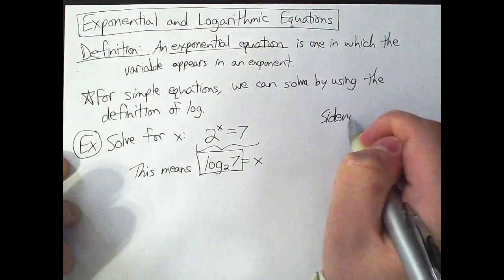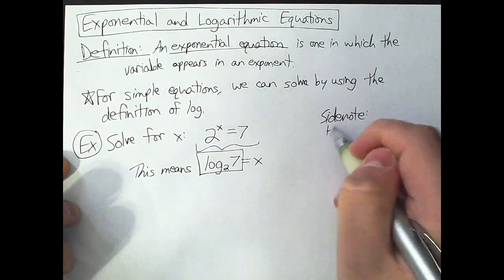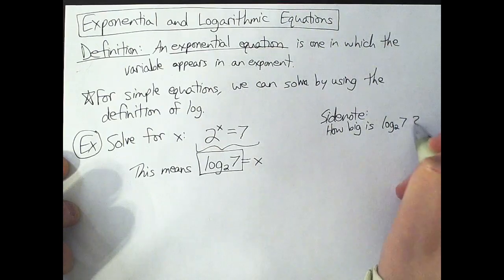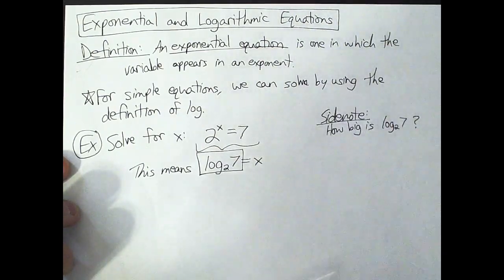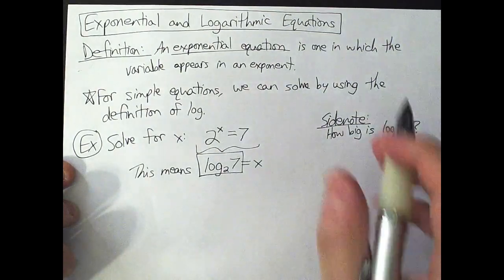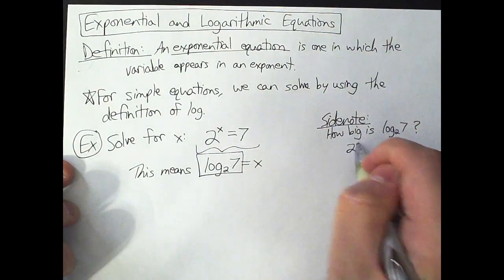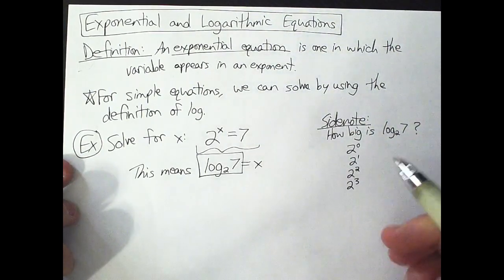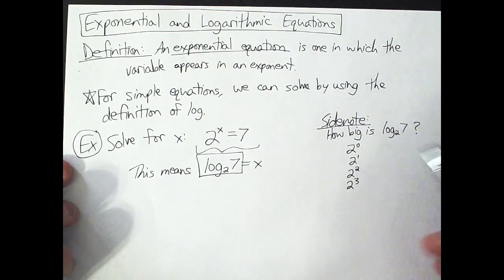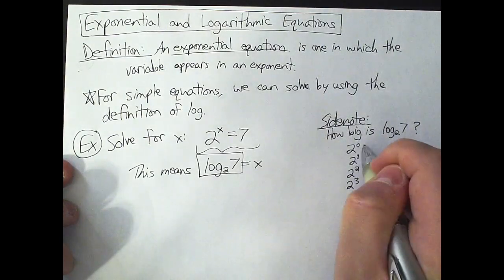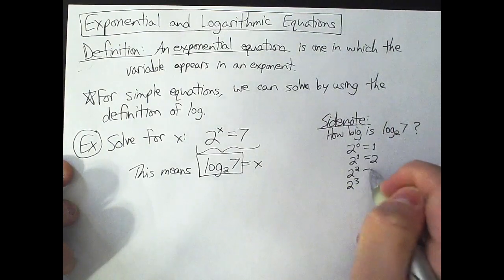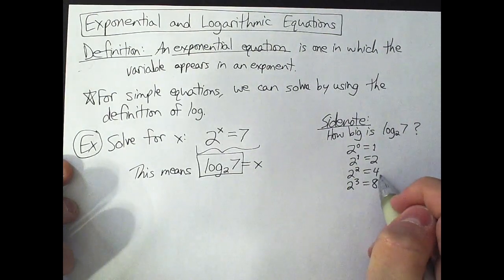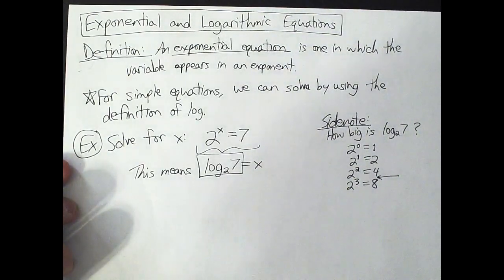Side note. How big is log base 2 of 7? This equals some kind of number. Can we figure out approximately what it is? I've done this kind of thing before where we could look at powers of 2 and figure out if any of them equal 7. Well, if we're using integer powers, none of them are going to equal 7 exactly. This is going to be 1, 2, 4, 8. Those are powers of 2. And 7 is somewhere in here, between 4 and 8.